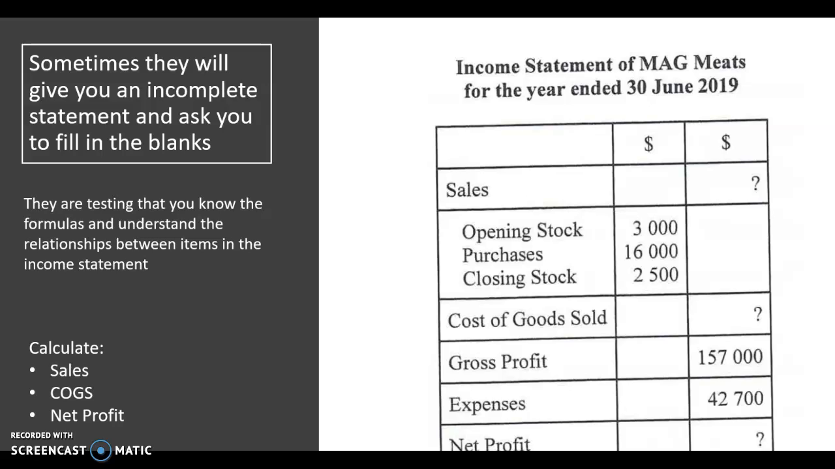So you need to be able to say, okay, opening stock plus purchases minus closing stock gives us COGS. If we add our COGS figure and our gross profit figure together, we know that will give us our total sales. Then, to get our net profit, it's just the traditional way. It's our gross profit minus our other expenses.